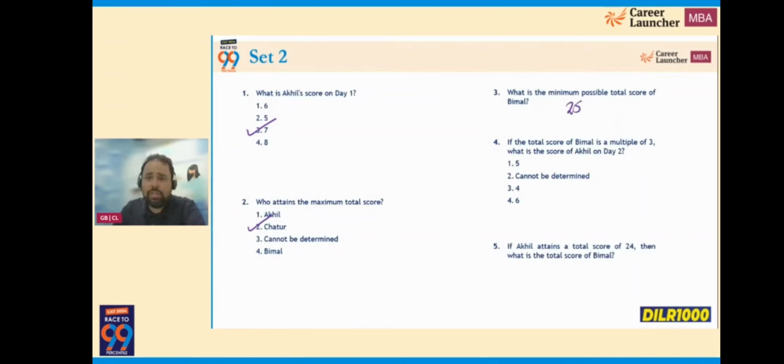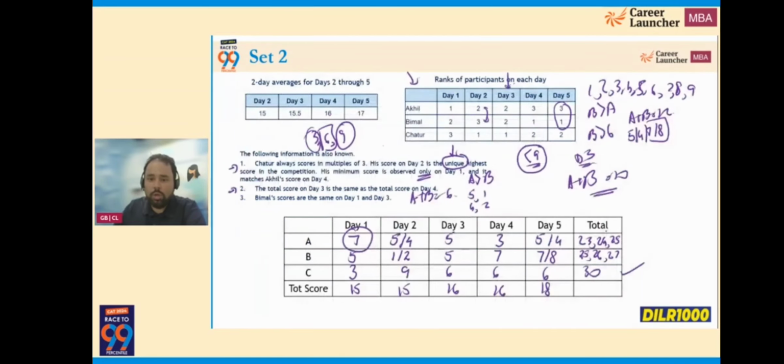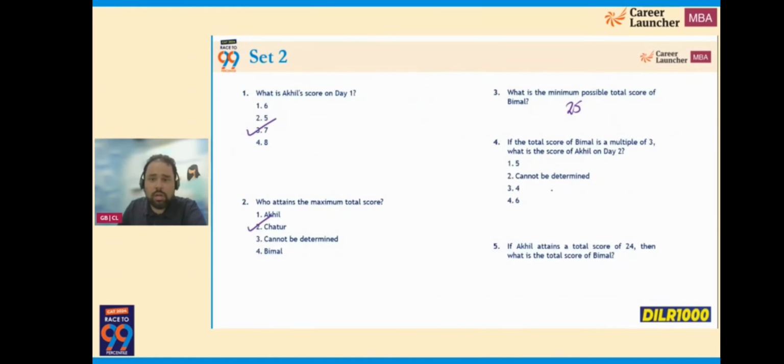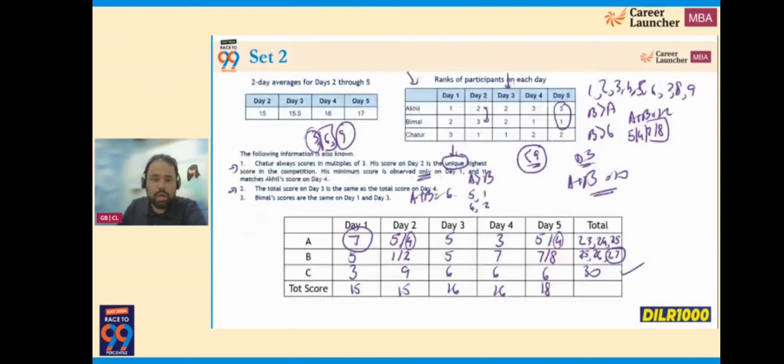If the total score of Bimal is a multiple of 3, what is the score of Akhil on day 2? Total score of Bimal is a multiple of 3, that means 27. For 27, he needs to get 8 and 2. If it is 8 and 2, then Akhil is 4 and 4. That means he is 8, right? Which means question was, what is Akhil's score on day 2? Akhil's score on day 2 is 4.